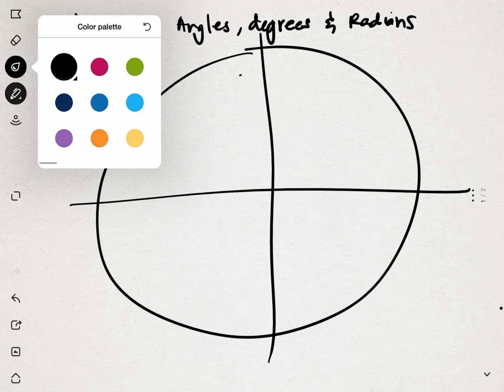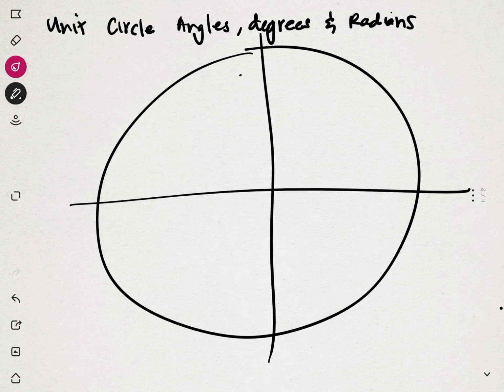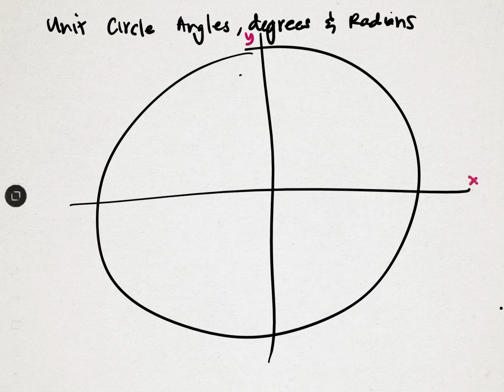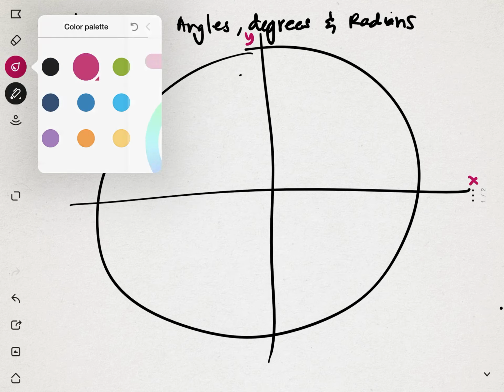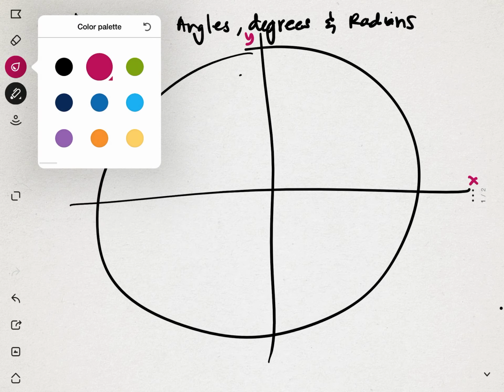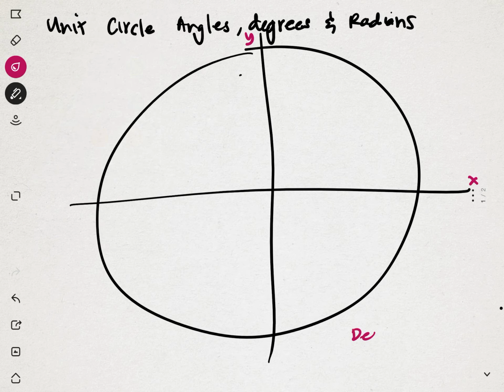So first off, let's label the axes. We have our y-axis and our x-axis. Those are not going to play an important role just yet, but soon they will. So let's start off with degrees. So let's do this in, let's do it in red. So red would be the degrees.